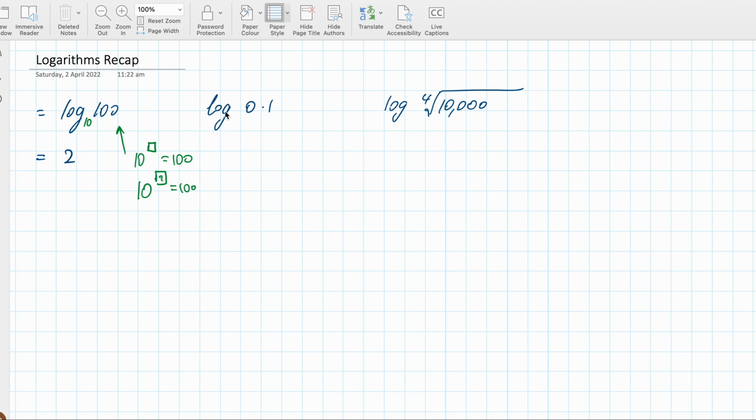For the next one here, how many times do I have to times by 10 to make 0.1? So 10 to the power of something makes 0.1. Now in this case, you may remember, if you've looked at the exponential videos recently, 10 to the negative 1 makes 0.1. Therefore, how many times do I have to raise 10 to make 0.1? I have to raise it -1 times. So the answer here is -1.